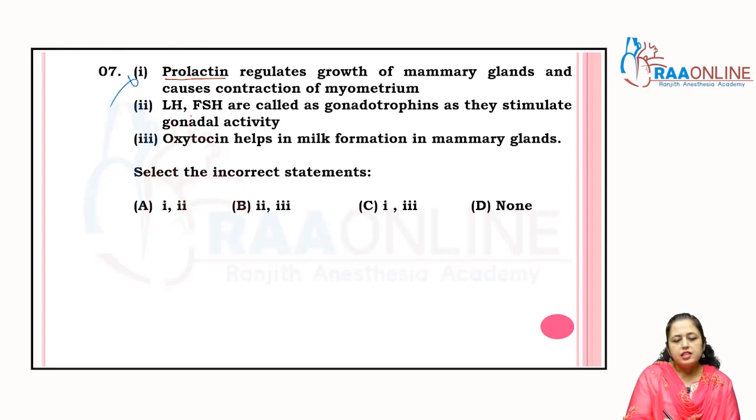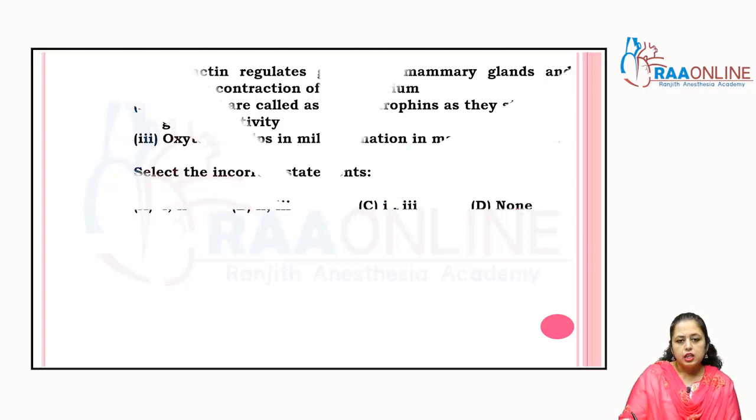LH and FSH are also called gonadotropins exactly because they act upon the gonads, that is the testes and the ovaries, right? That's why, and they stimulate the gonadal activity, correct? Right, oxytocin helps in the milk formation. No, they help in the milk synthesis, milk ejection, right? So that statement is wrong. So select the incorrect statement, that is 1 and 3, that is C. So answer is C. Clear? Come to the next one.